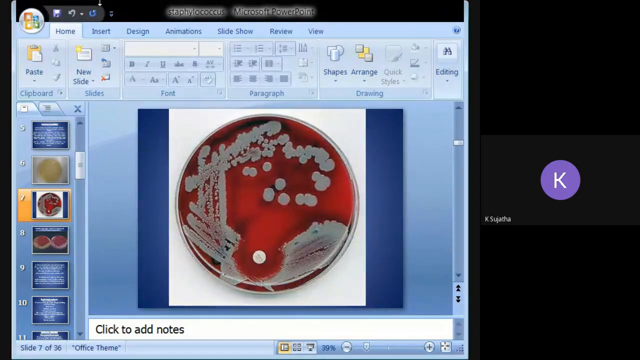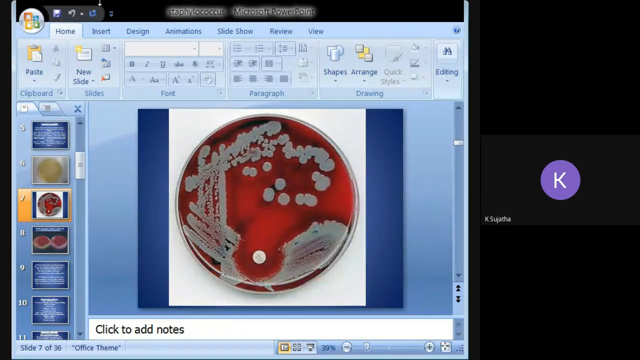Then we detect the biochemical reactions by the catalase test, the coagulase test, and the indole test, but indole is negative. Next, the gelatin test and urease test are both positive. MR is also positive, and the sugar fermentation test is also positive. So these are all the biochemical reactions.